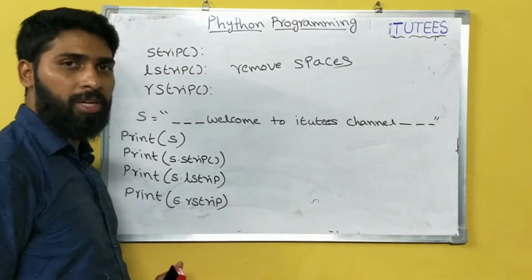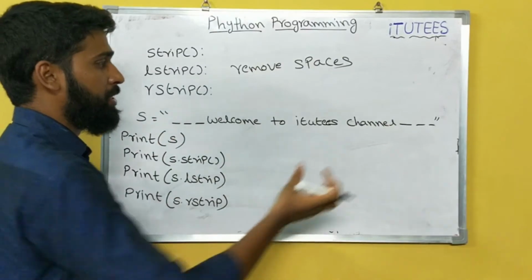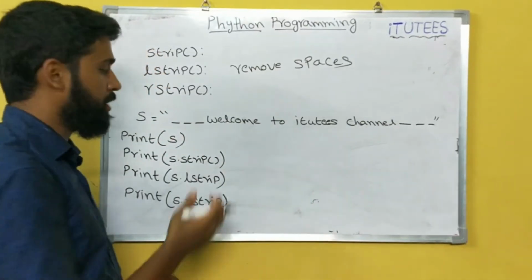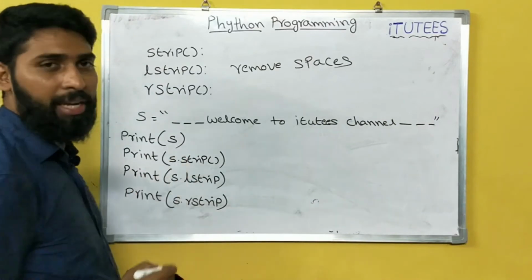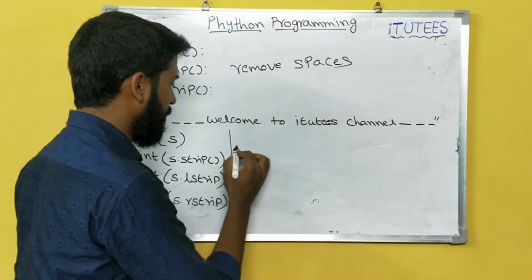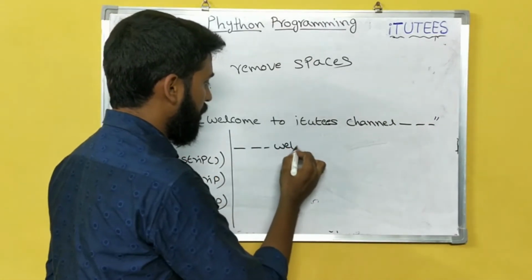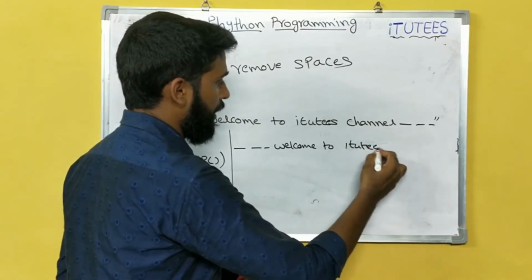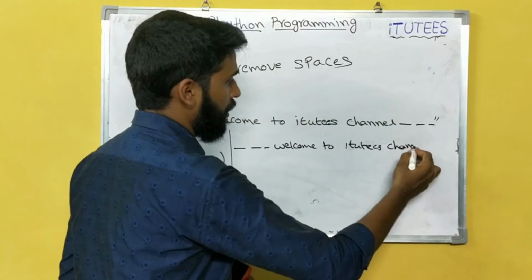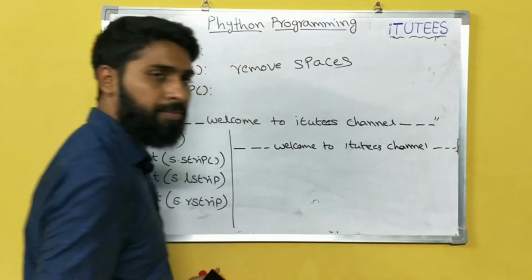Welcome to ITUTEES channel. So before welcome, 3 spaces, after channel, 3 spaces. So this is the left, this is the right. So print S. What it prints? It prints 3 spaces, welcome to ITUTEES channel and 3 spaces.